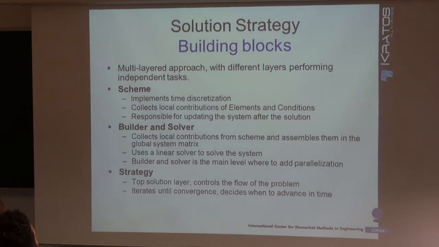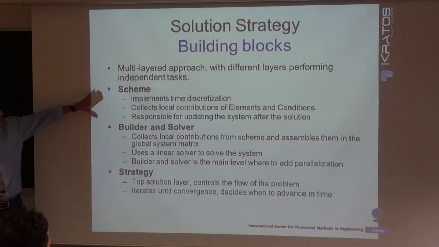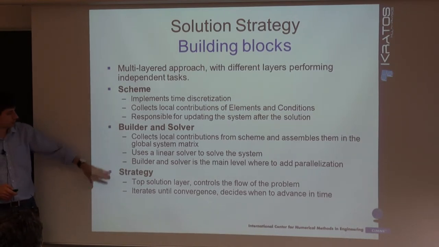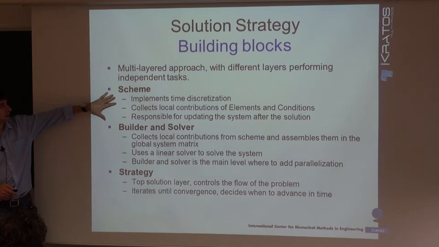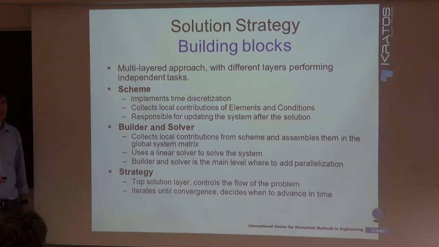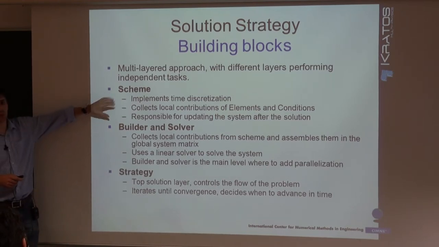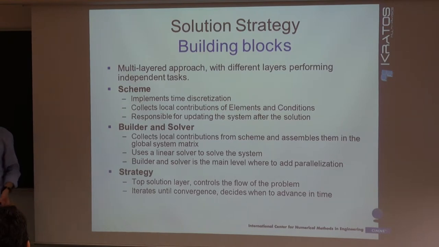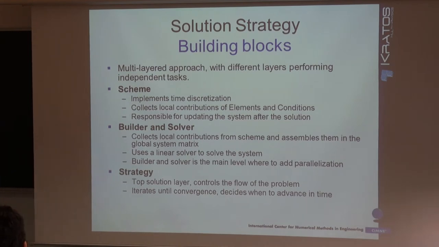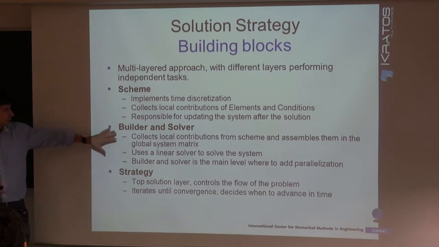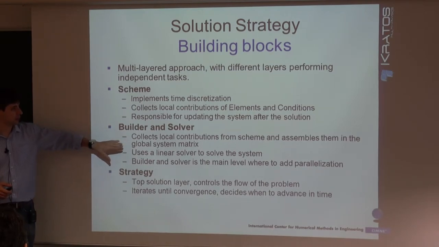Okay, if you want to simulate a problem, you have these three main objects that are the scheme, the builder and solver, and the strategy. Basically, the scheme is in charge of implementing time discretization. How do you advance in time? Usually here we put the forward Euler, backward Euler, Crank-Nicolson, Runge-Kutta, etc. The builder and solver tells the application how to collect the local contributions and assemble the big system, and how to solve it. It can be very customized.